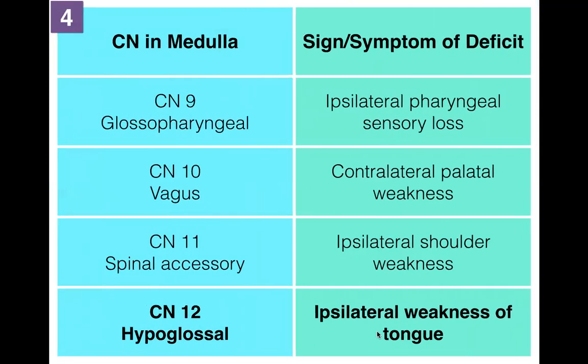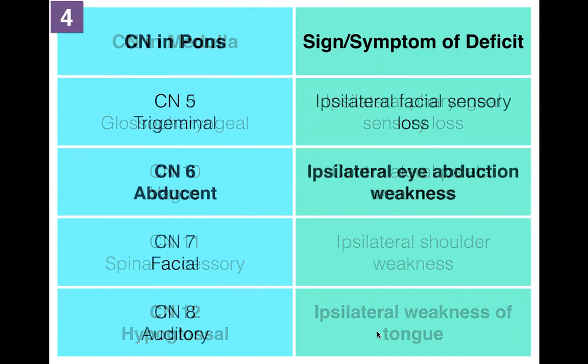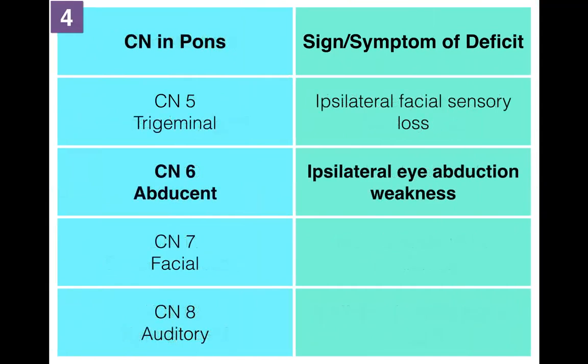Now let's go to the cranial nerves that are located in the pons. That would include trigeminal, which we have already discussed, number 6, number 7, and number 8. Let's go to number 6, abducens. So if there's a lesion for this, the manifestation would be ipsilateral eye abduction weakness.